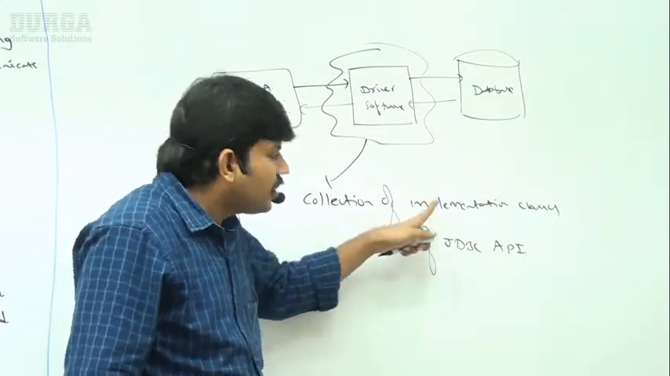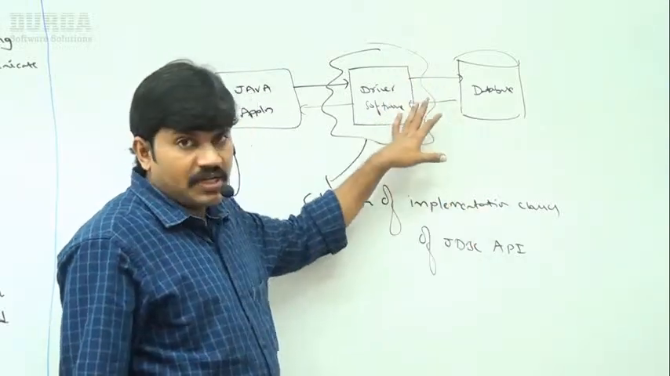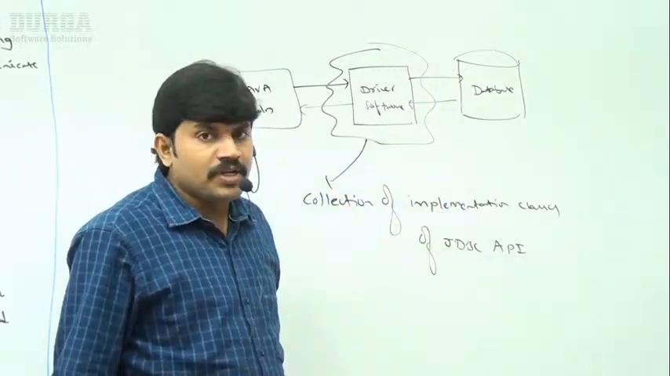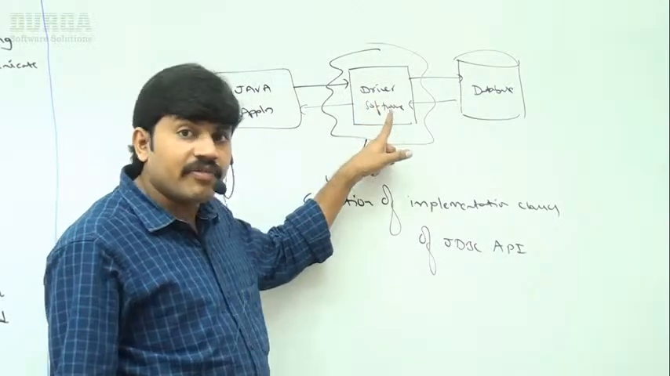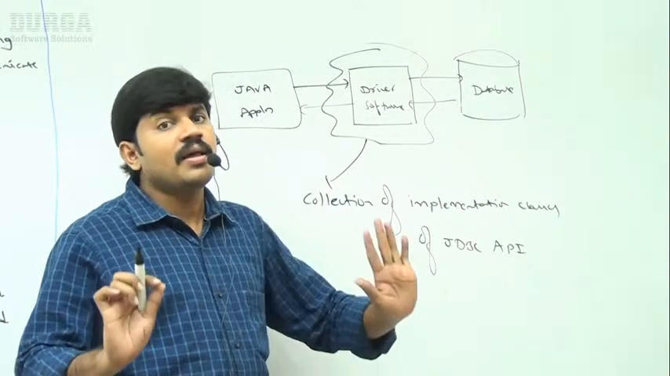The classes which implement various interfaces of JDBC API. Who is responsible to provide implementation classes? The driver software vendor. Most of the times, who is the person? The database vendor is responsible, right?